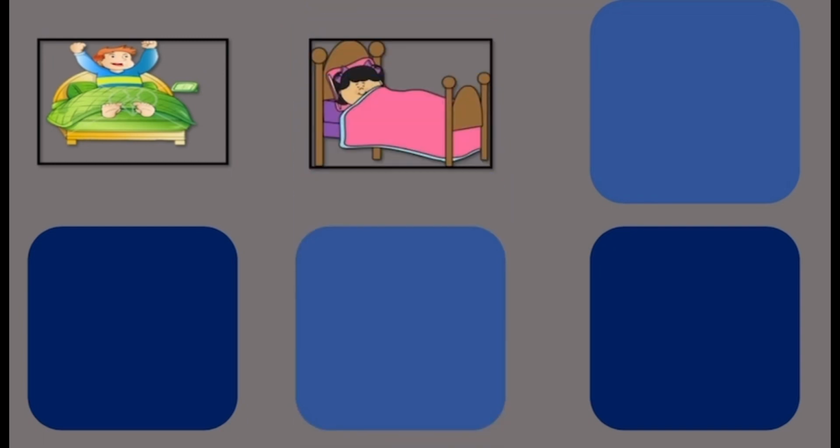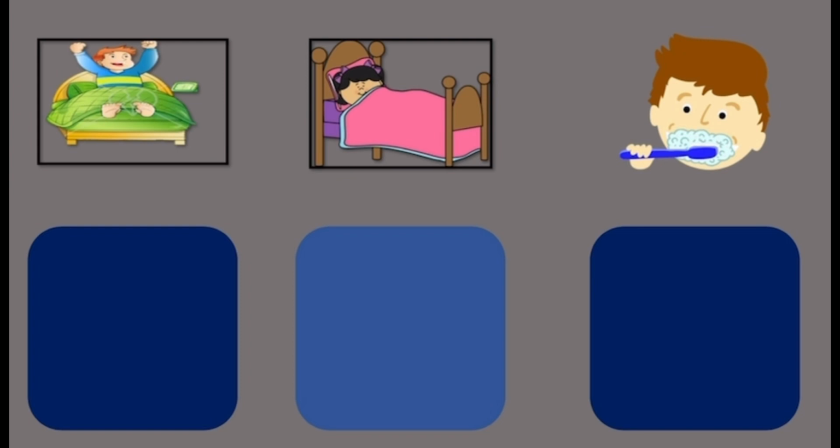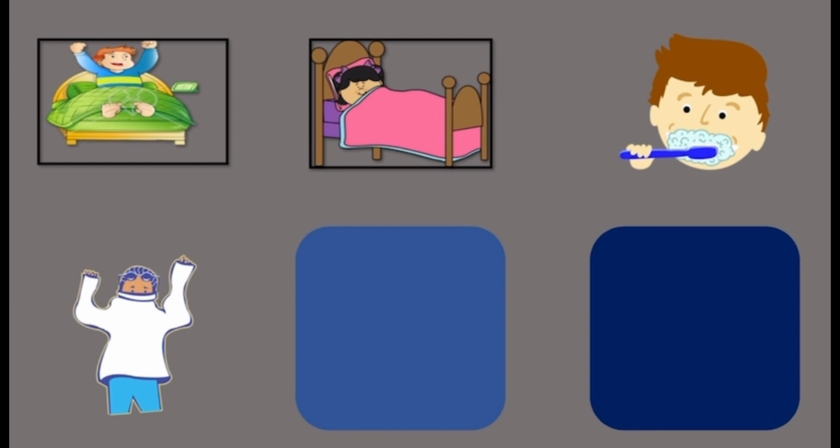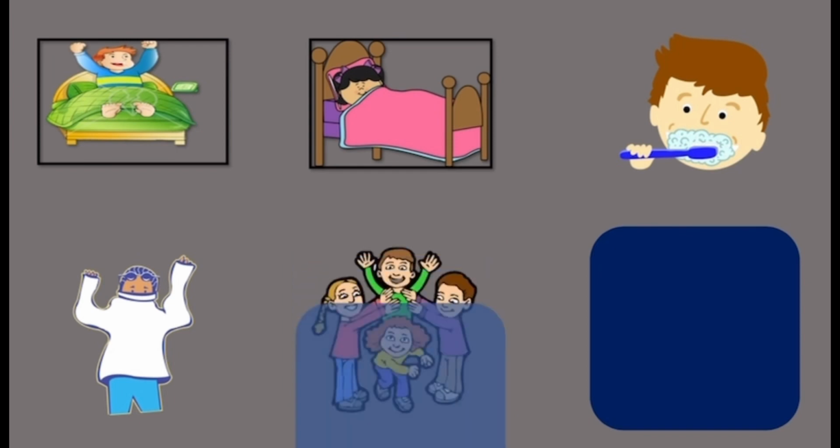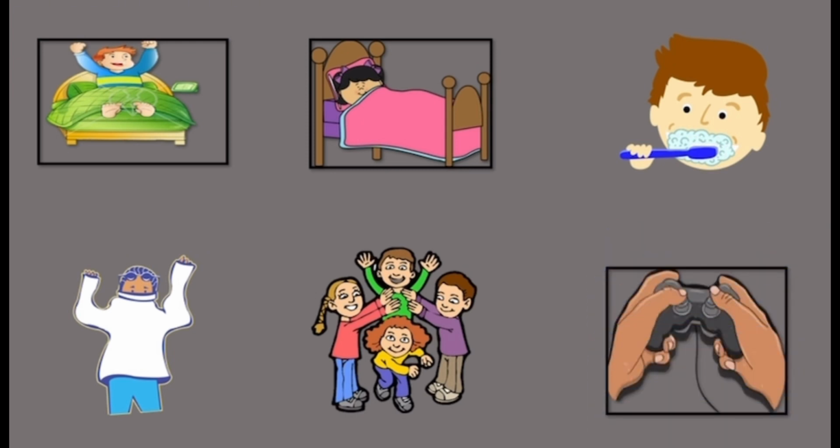Amazing. Let's practice. I get up at 8 o'clock. I go to bed at 9 o'clock. I brush my teeth at 8 o'clock. I get dressed at 9 o'clock. I play with friends at 5 o'clock. I play video games at 6 o'clock.